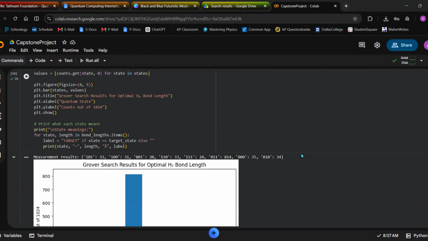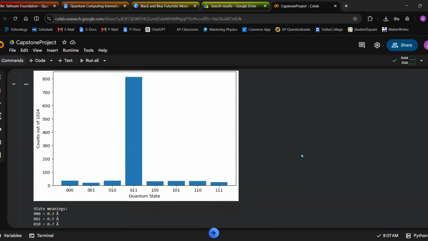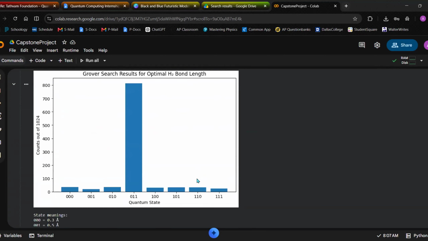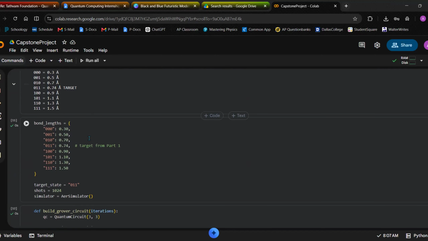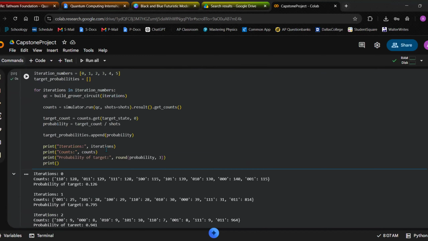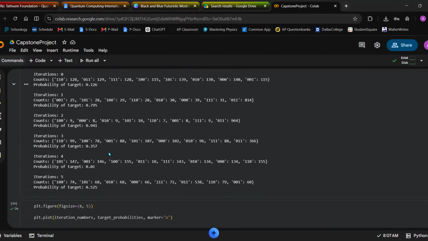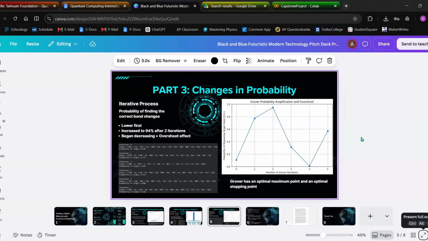And then this was again the circuit for Grover search algorithm that I used from our lesson. And then it printed out this, and each qubit corresponded to the value of the length. And then again, this was the probability thing that I also referred back to from our lesson, and it printed out the iterations and the graph. I just have one more slide.